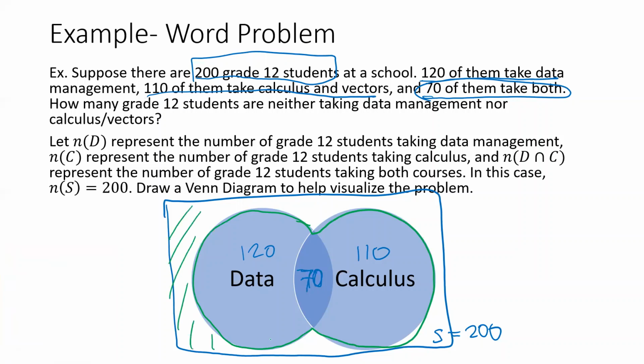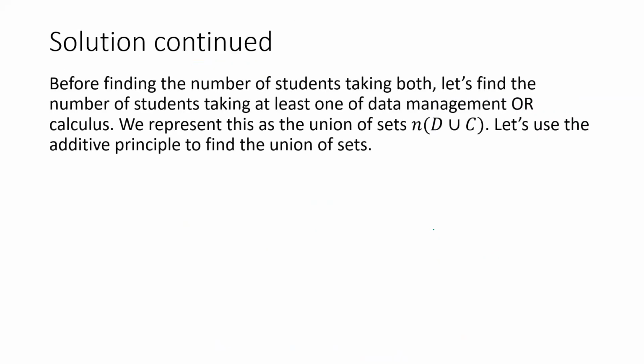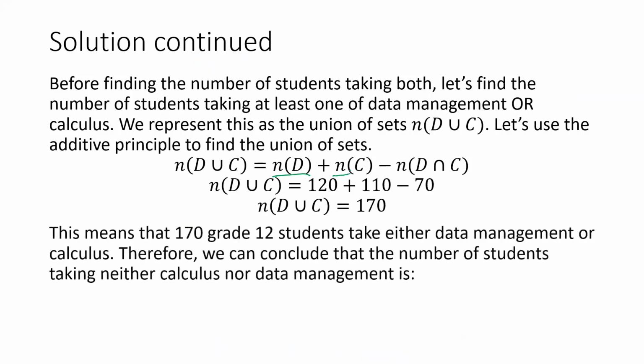We're trying to find the number of students that are in neither one of these bubbles. So 200 is the total amount, but there's a group of students that are in neither bubble. They're just outside of it altogether. That's what we want to figure out. How many students are in this outside region? So let's go step by step. First, we find the number of elements in the union of the sets. The union of D and C is going to be the number of elements in D, the number of students taking data management, plus the number of students taking calculus.